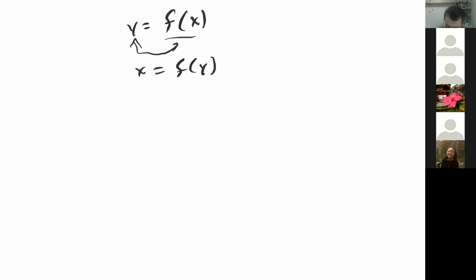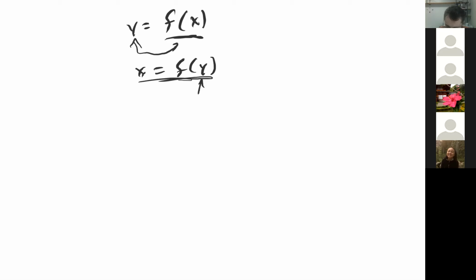So the reason that this works, at least morally, is that this function is telling you, given a value of x, what value of y do you get? And if you resolve this equation for y, then what you're saying is, for a value of y, what value of x do you get, okay? And so this is what you want for the inverse function.